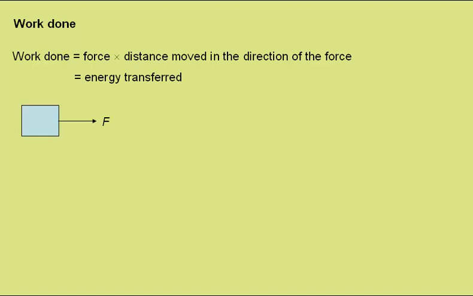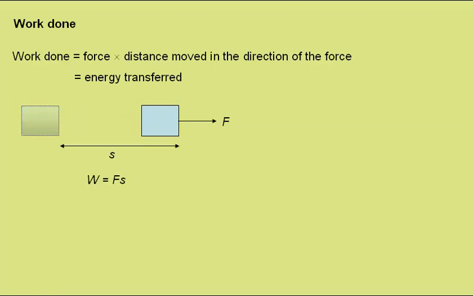If we have an object here with a force F exerted on it, and it moves like this, a distance s, the work done, W, is equal to F times s, force times distance or displacement.